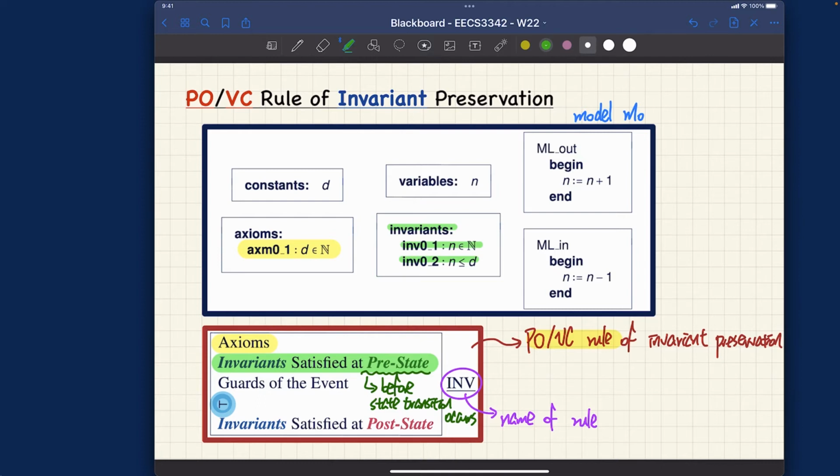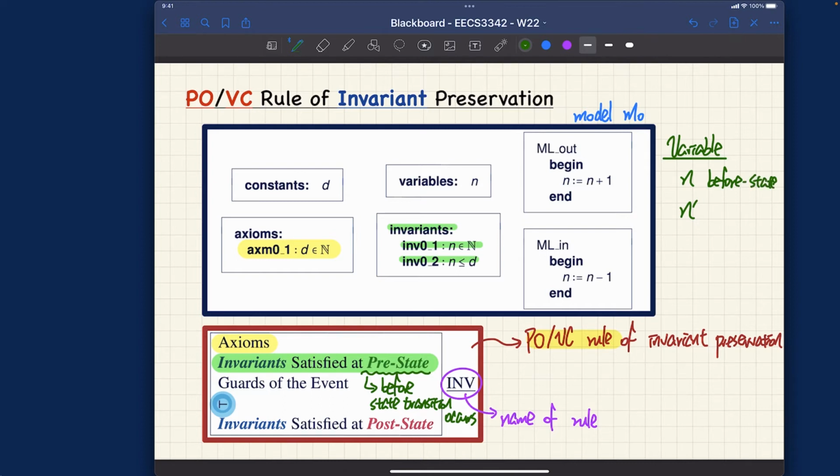We talked about this in last week's lecture, the final part, where we talked about how to formalize the actions of events using before-after predicates. So this is exactly where we have to use it. We spoke about, for example, the variable n, and whenever we talk about just n versus n prime, n will be the before-state or pre-state.